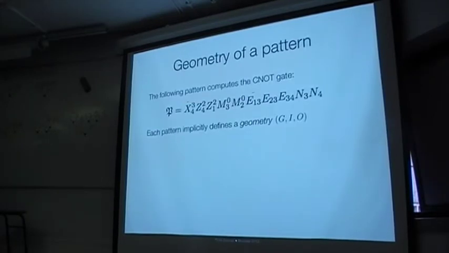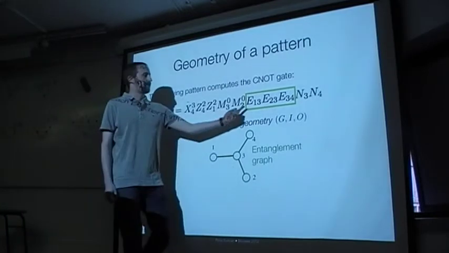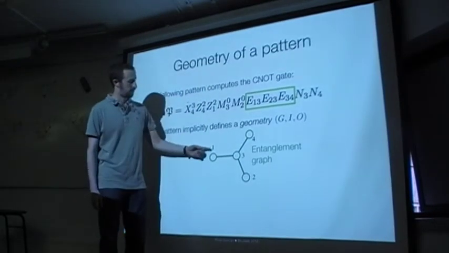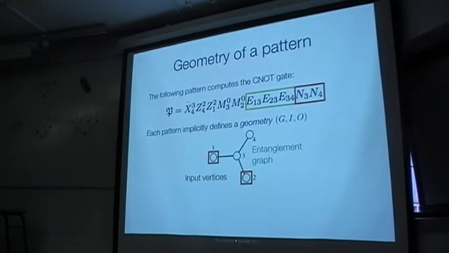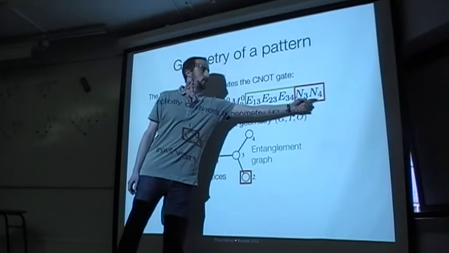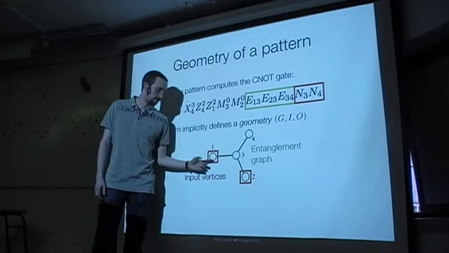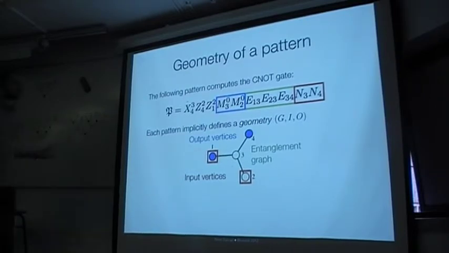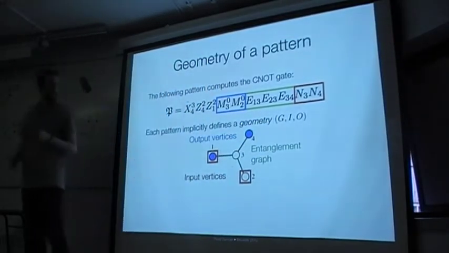Okay, so here's the same pattern again. What is the geometry? So you look here at the entangling gates. So you see 1 to 3, 2 to 3, 3 to 4. So you have a graph like this. The vertices are the qubits, the edges are the entangling gates. Because 3 and 4 are fresh qubits, that means 1 and 2 are inputs. So I know 1 and 2. And because 2 and 3 were measured, I know that 1 and 4 are outputs. So this triple, the graph, the inputs and the outputs, is the geometry.